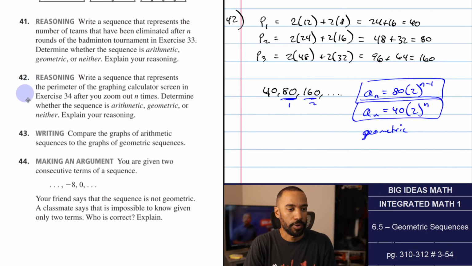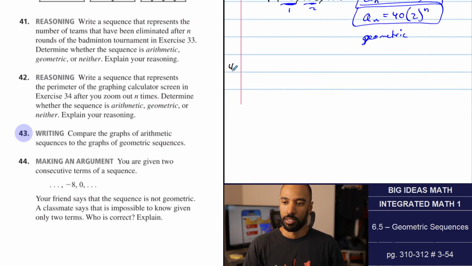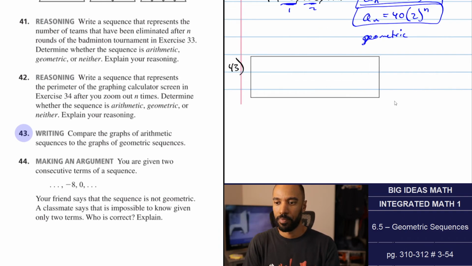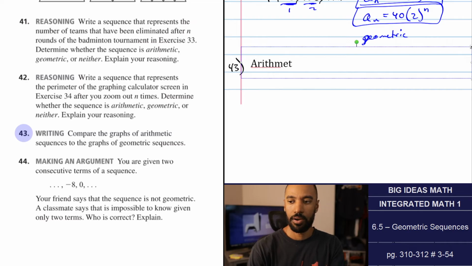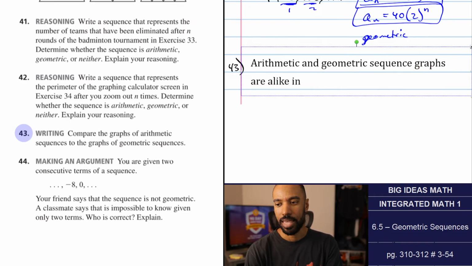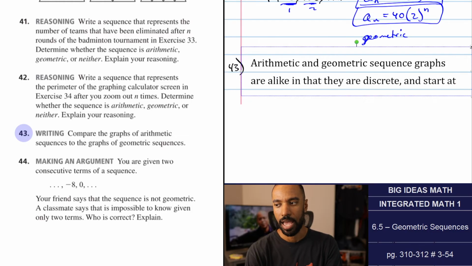Okay, number 43. Writing. Compare the graphs of arithmetic sequences to the graphs of geometric sequences. Well, here's how they're the same. Arithmetic and geometric sequence graphs are alike in that they are discrete. You do not connect the points. And they start at n equals 1.